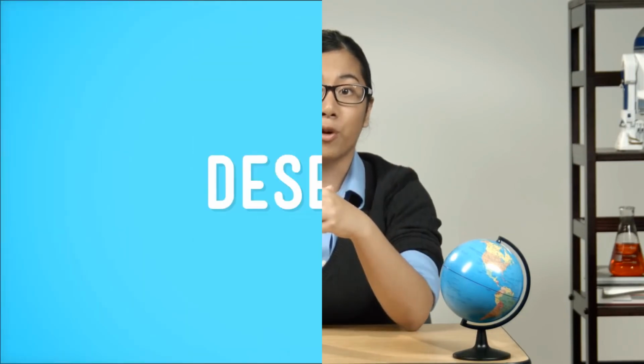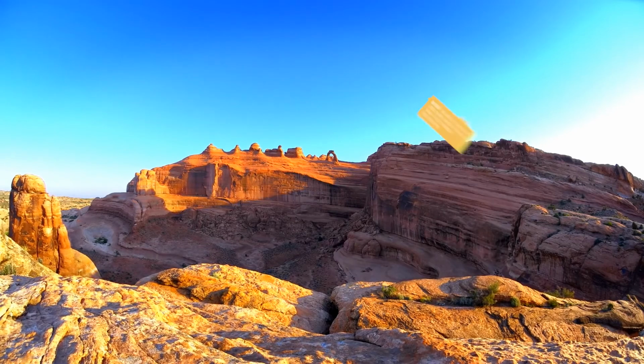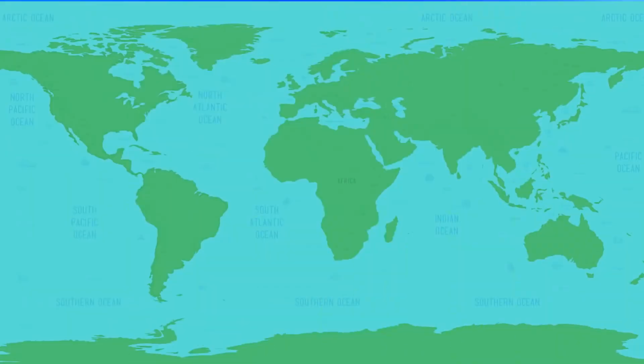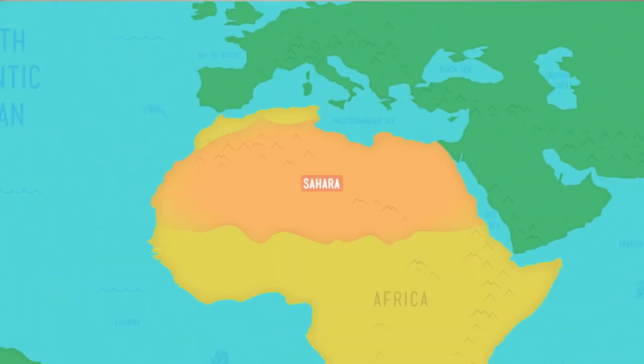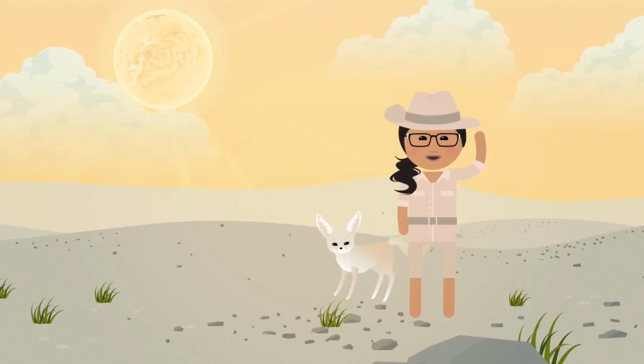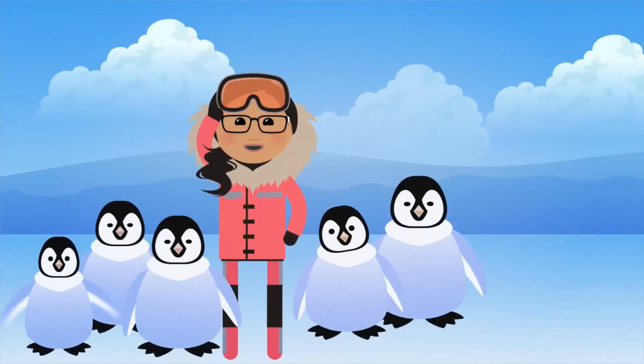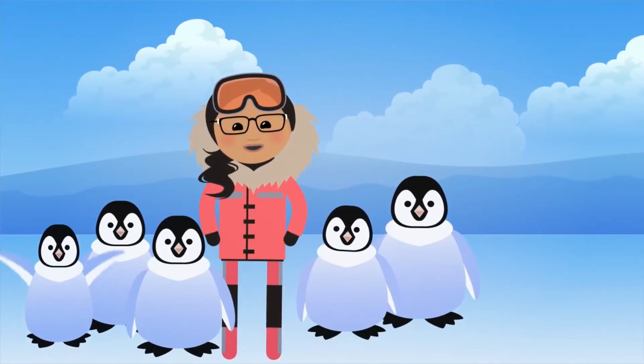Hot is definitely a good term to describe another kind of landform. Deserts. Deserts are landforms that lose more water to air than they get through rain, snow, or other kinds of moisture. The world's largest desert is the Sahara in northern Africa, where daytime temperatures can climb to a sweltering 55 degrees Celsius. Just a wee bit out of my personal comfort zone. But then again, so are the cold temperatures in Antarctica, which is actually considered to be a desert too. Penguins in the desert. Who knew it, right?